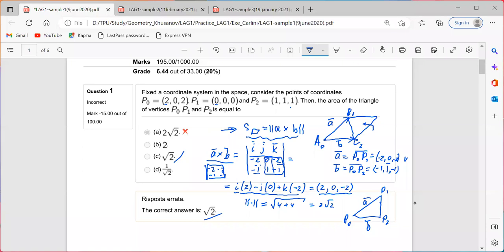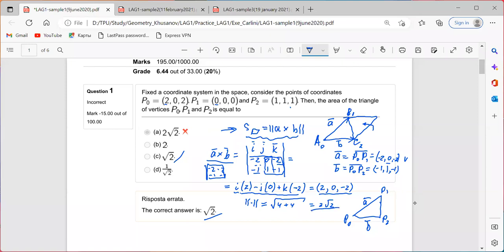Now the next step: we have to consider the norm of this cross product, or the norm of this vector. How can we compute the norm of this vector? The norm of a vector is the square root of the sum of squares of components: 2 squared is 4, plus 0 squared is 0, plus -2 squared is also 4. It will be the square root of 8, or just 2 square root of 2.